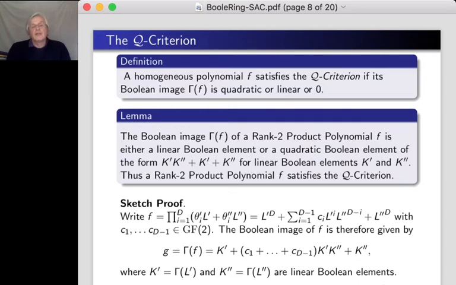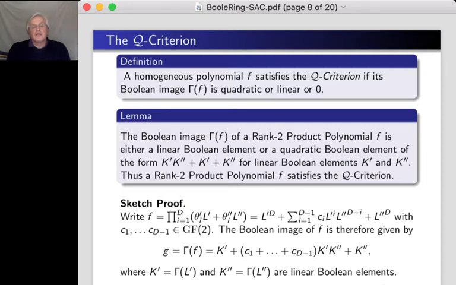The Boolean image gamma of f of a rank 2 product polynomial f is either a linear Boolean element or a quadratic element of the form k'k'' plus k' plus k'', for some linear Boolean elements k' and k''. So this is saying that if we have a rank 2 product polynomial, its Boolean image is quadratic or linear or potentially 0. So we can use the Q-Criterion to filter polynomials to find ones that potentially satisfy it.